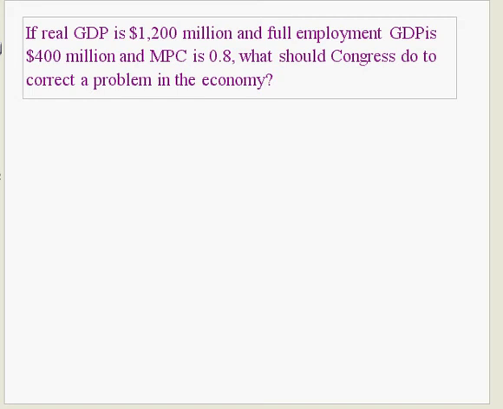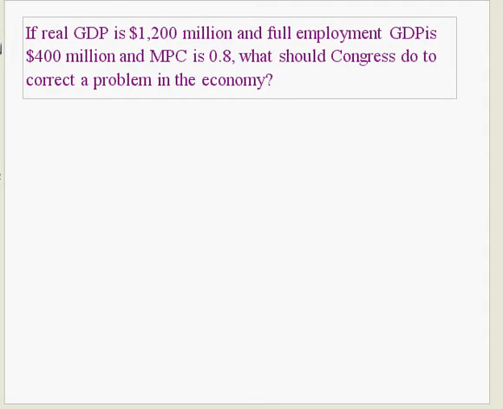What should Congress do to solve a problem in the economy? I can't tell you how many times I get asked that question when students start working on 3.07. They don't even know where to start. So hopefully this will give you a little insight.